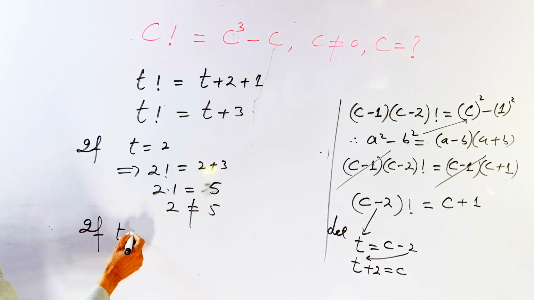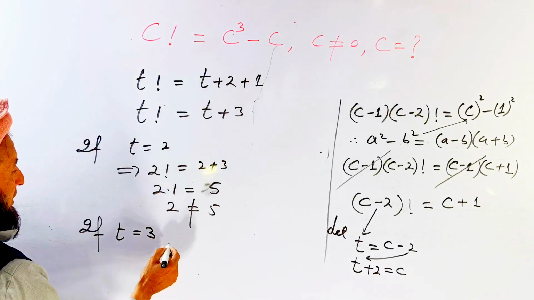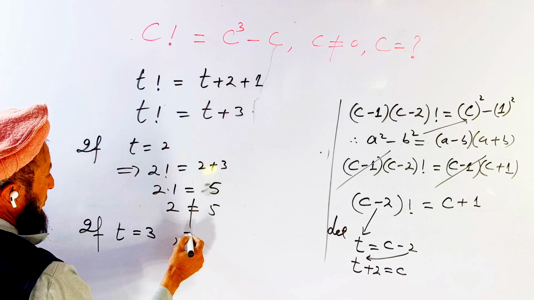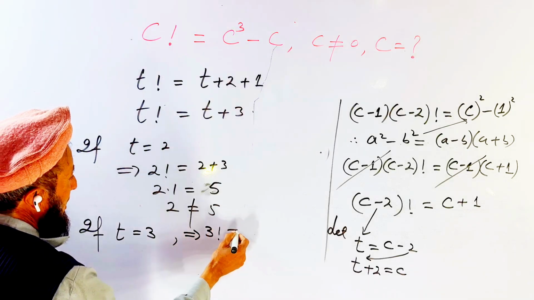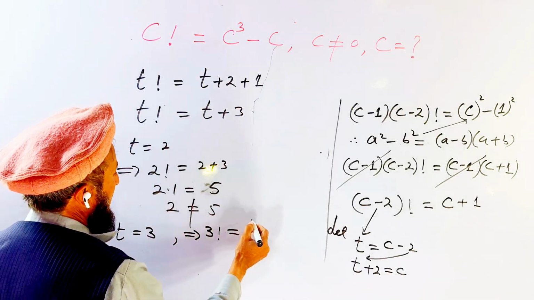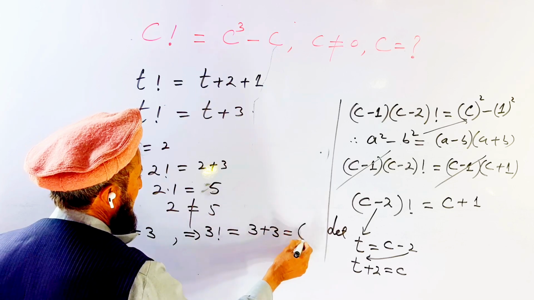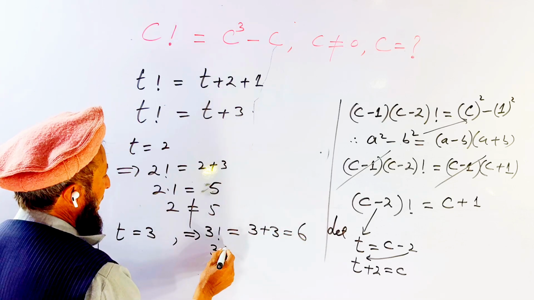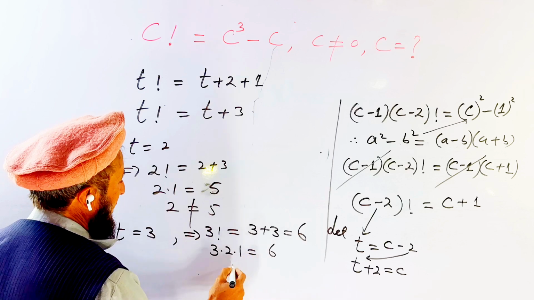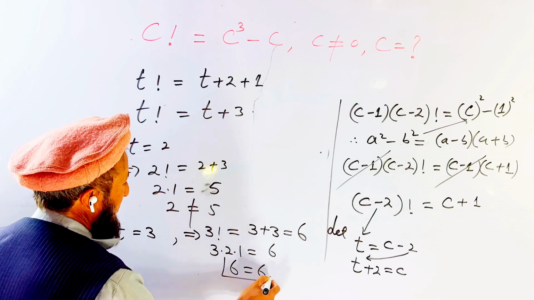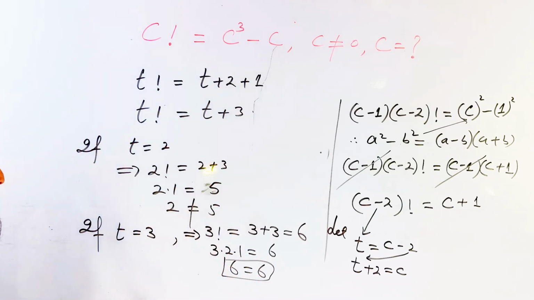take T is equal to 3, what is the effect? 3 factorial is equal to T plus 3. In place of T we put 3 plus 3, so this will be 6, and here 3 into 2 into 1 is equal to 6. That means if we substitute T as 3, this will be the correct answer.